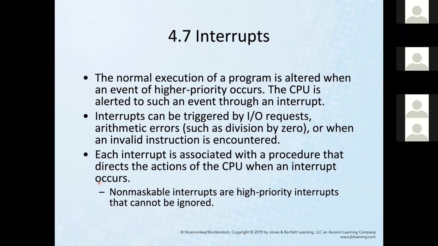But some interrupts are non-maskable. We cannot just order the processor to ignore those kinds of interrupts, like division by 0. If a number is divided by 0, I cannot ask the processor to ignore that, because there is nothing the processor can handle. So some interrupts are maskable and some are non-maskable. And of course, non-maskable interrupts are high priority interrupts that cannot be ignored, but maskable interrupts can be ignored. Okay, this was about interrupts.